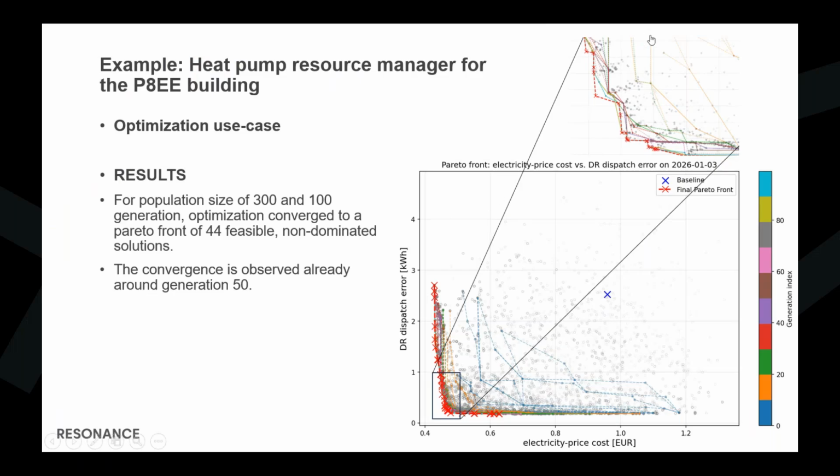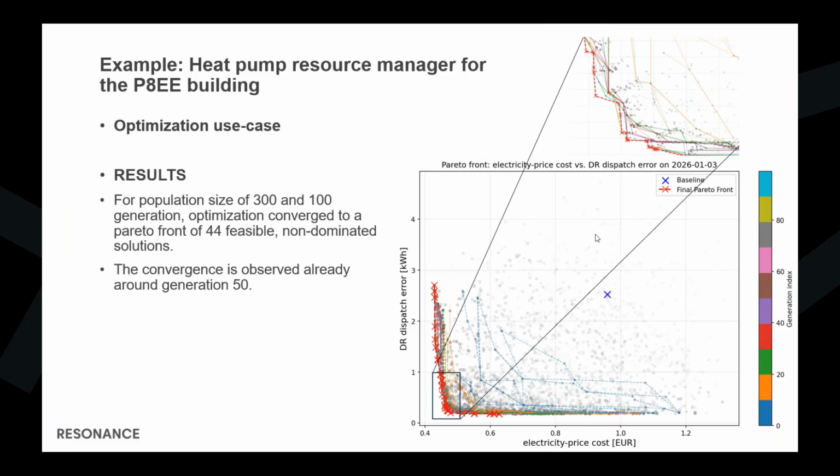For the optimization setting with the population size of 300 and 100 generations, the optimization converged to a Pareto frontline, including 44 feasible non-dominated solutions. You can see this Pareto frontline represented with the red crosses right here. Here is the zoomed in picture. We can see that actually the convergence is already observed at generation 15.